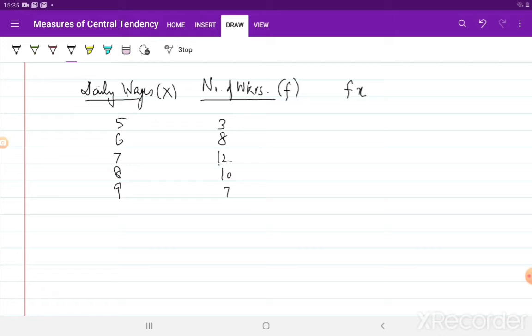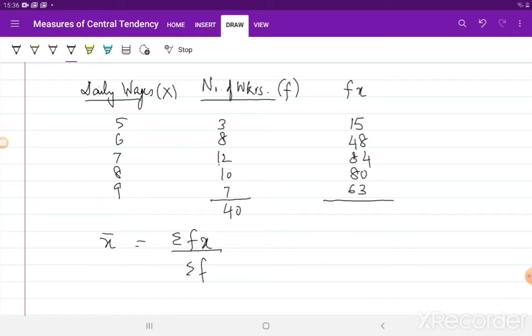this wage. So remember, when you have frequency data, your x bar is summation f times x divided by summation f. You can find summation f by adding up the total frequency. So 3 plus 8 plus 12 plus 10 plus 7 is 40, right? And f times x is 5 times 3, 15. 6 times 8 is 48. 12 into 7 is 84. 8 tens are 80. 9 sevens are 63.